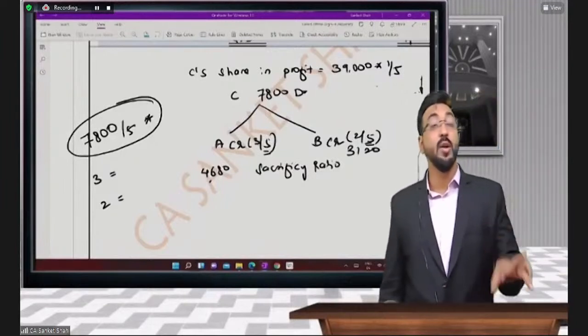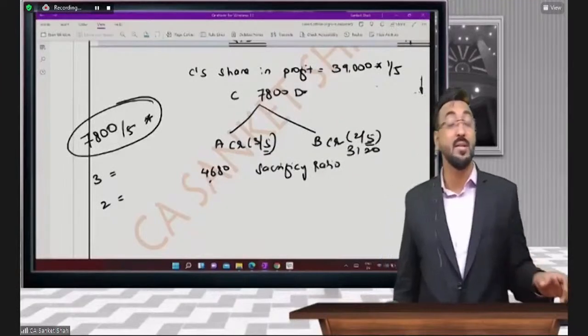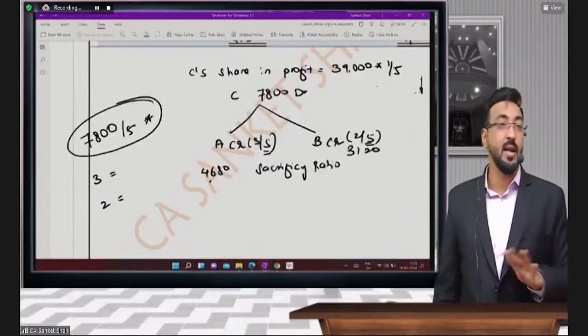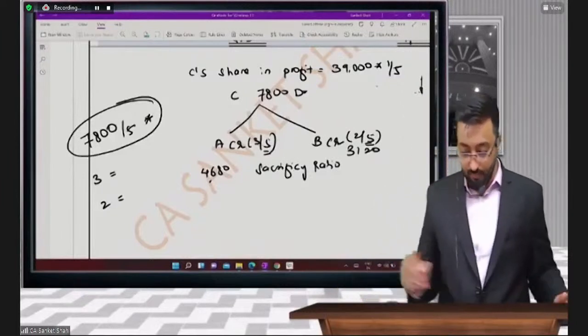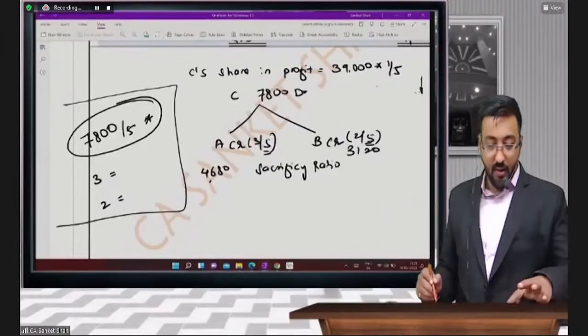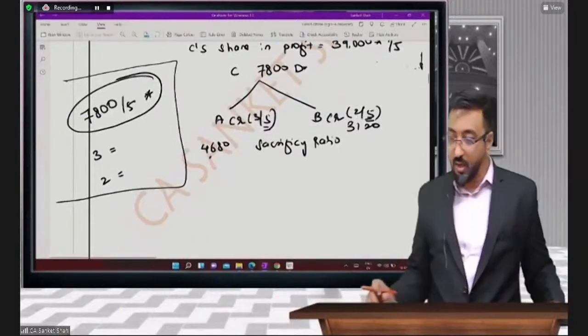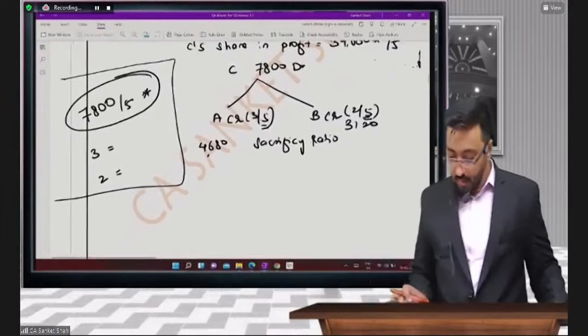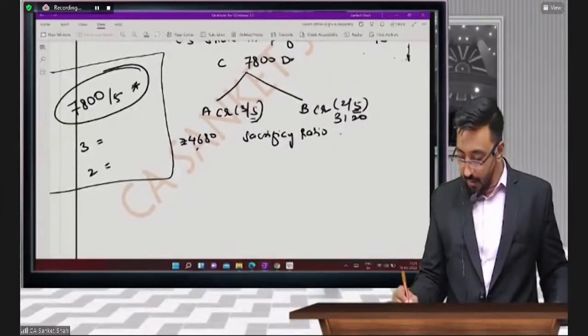If you are doing it on a normal calci, this works. If you are doing it on mobile or a scientific calci, then this shortcut is of no use. Okay, this is a normal calci shortcut. So everyone understood how to do it on calci? Very good. So 4,680 and 3,120.